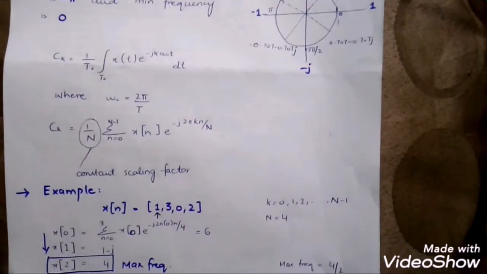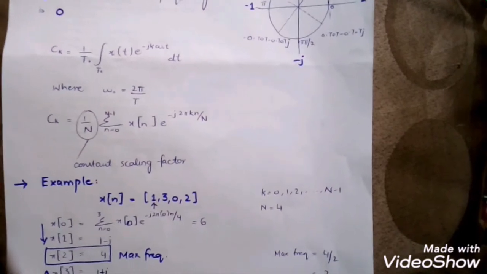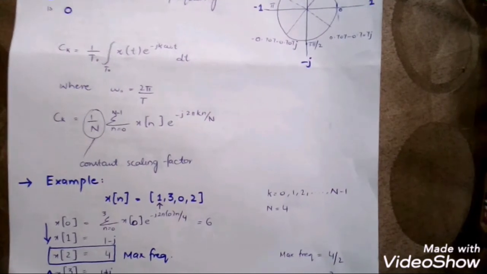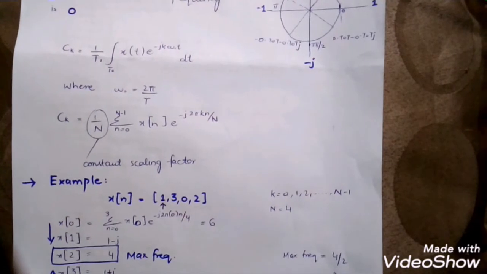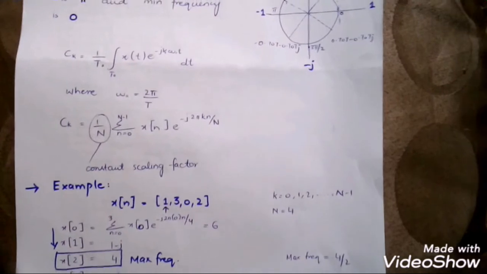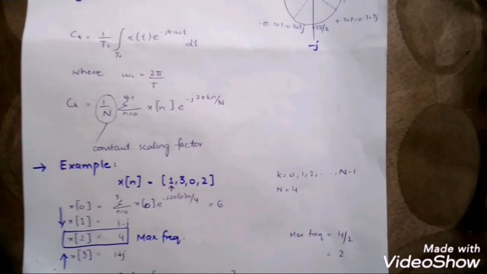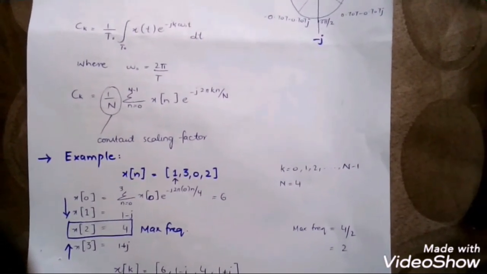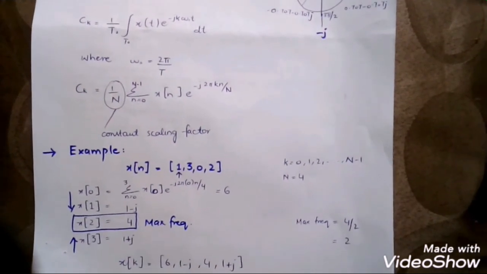So we can see here is the example of discrete Fourier transform. The signal is x of n is equal to 1, 3, 0 and 2. Here the k ranges from 0 to N minus 1, but N is equal to 4. So here we use the formula X of k is equal to summation of x of n e power minus j 2 pi k n over N. So the maximum frequency is half of the sampling frequency. The sample here is equal to 4, means N is equal to 4. So 4 divided by 2 is equal to 2.